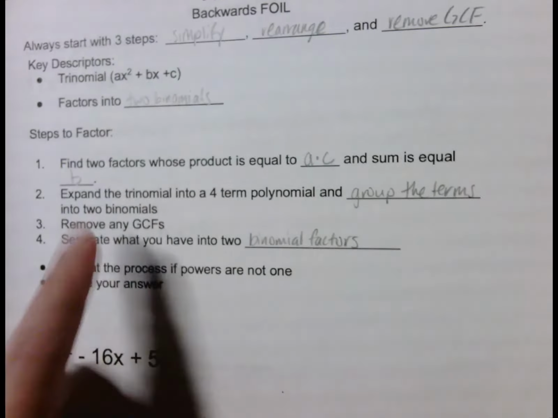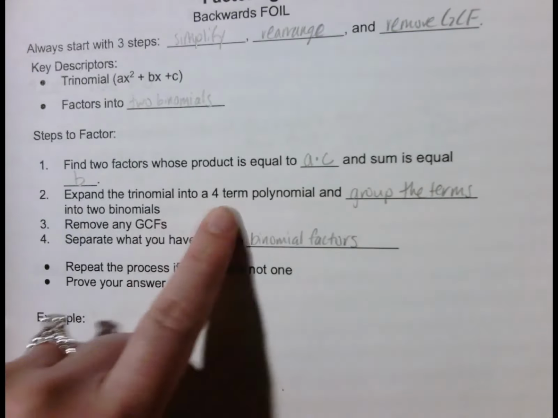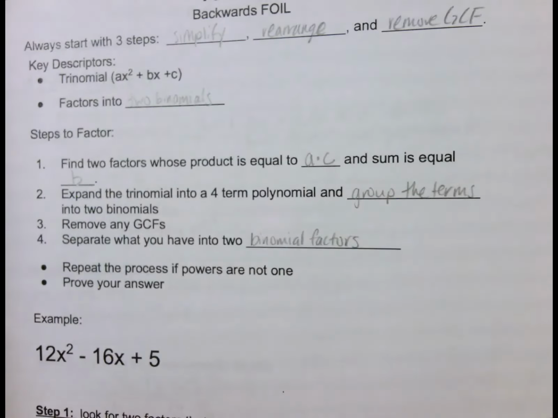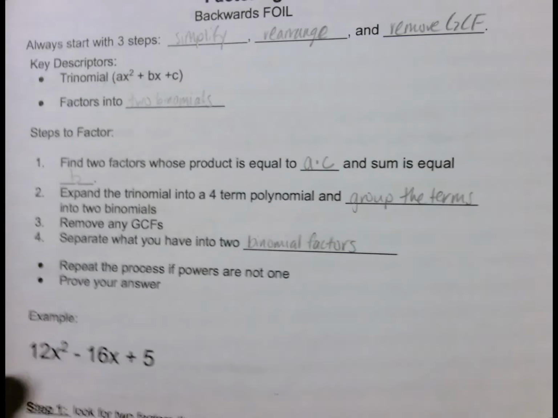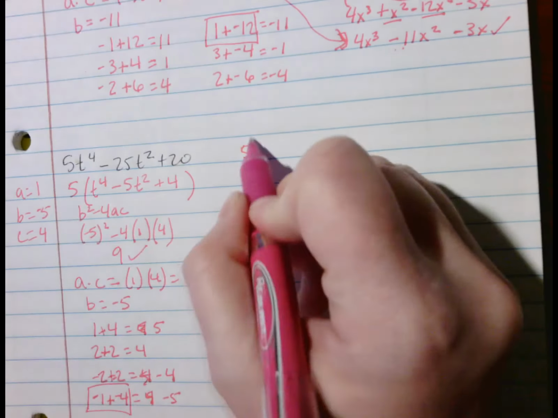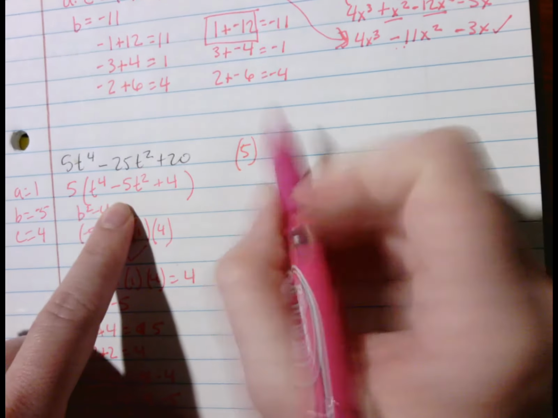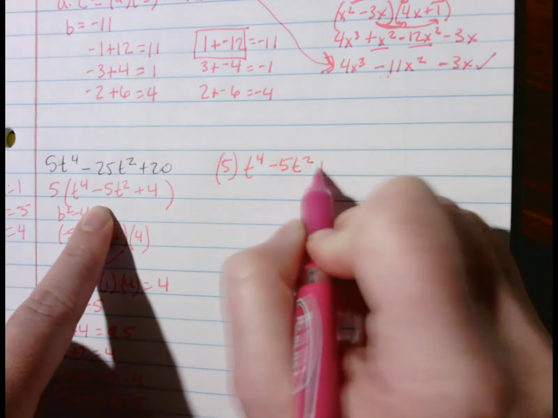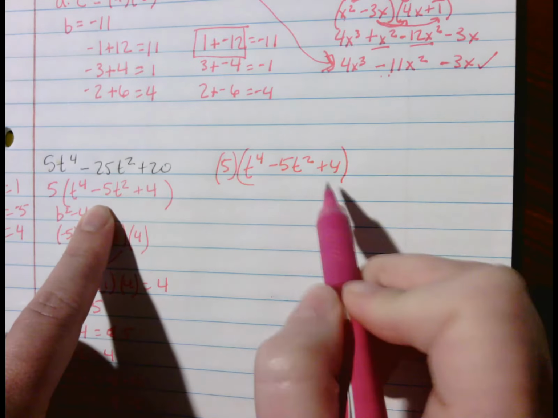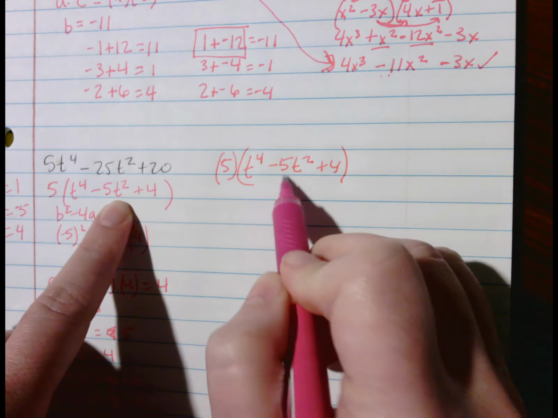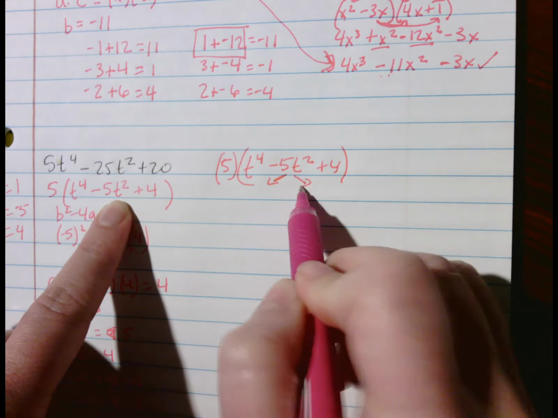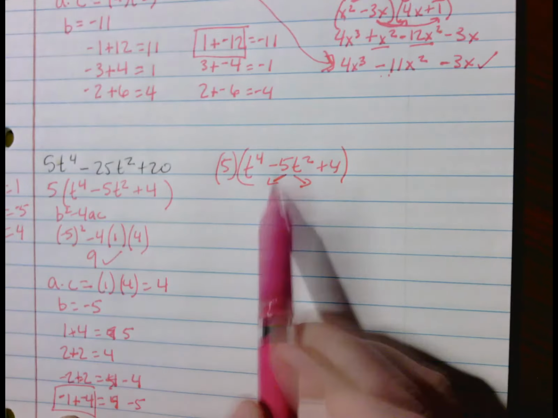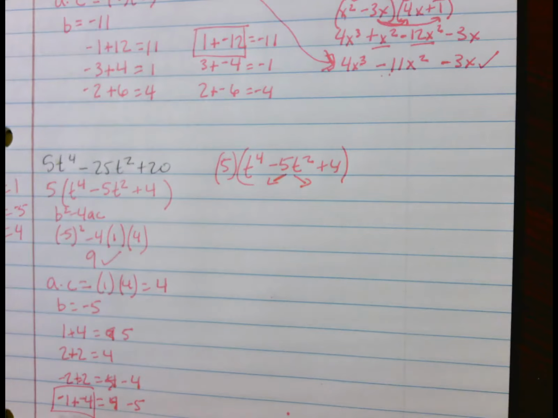Step 2, we expand the trinomial into a 4-term polynomial and group the terms into 2 binomials. So let's show what that looks like. Remember, 5 is still out here. We haven't forgotten about him. But here we have t to the 4th minus 5t squared plus 4. Okay, and we want to expand this middle term. We want to turn it into these two numbers. Negative 5 is going to become negative 1 and negative 4.